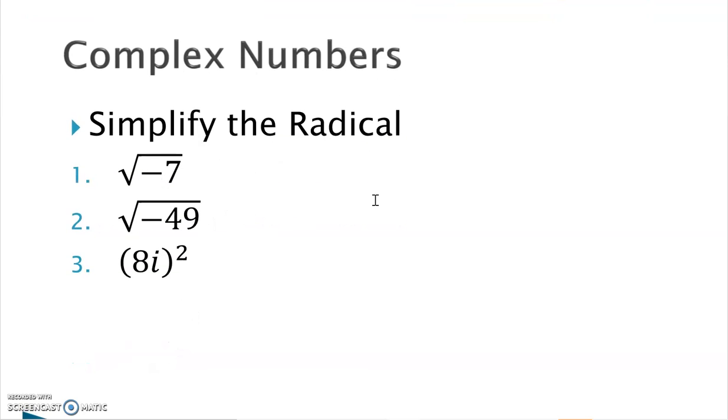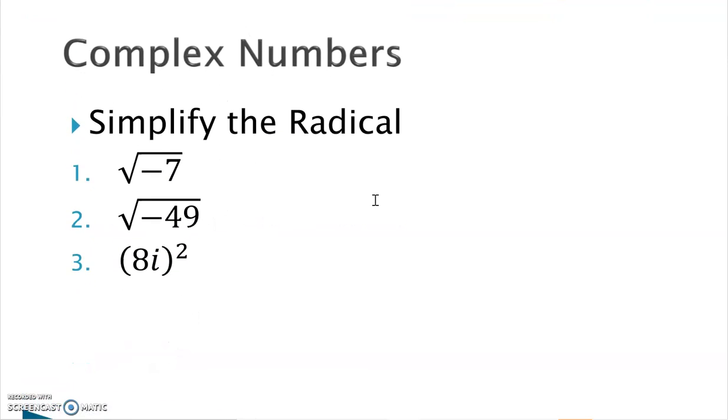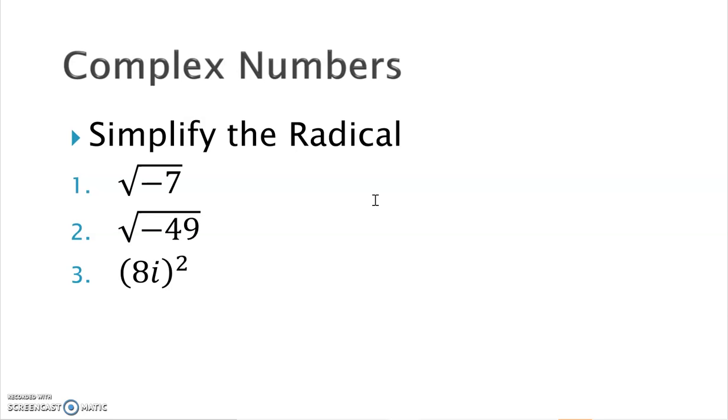Here are some complex numbers, and we're going to simplify these. These are examples. You can title these examples in your notes. So the first one, the square root of -7, I can rewrite this as the square root of -1 times the square root of 7. See, I'm just breaking it apart. If I multiply those back together, I would get the square root of -7.